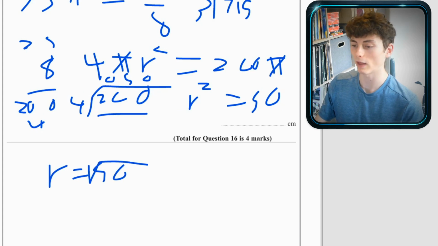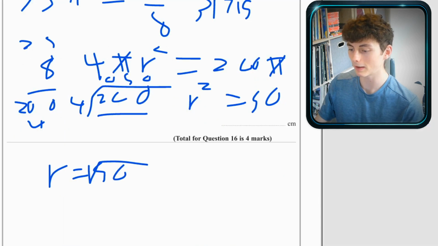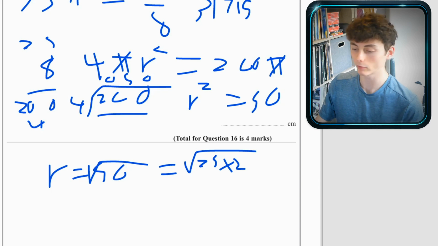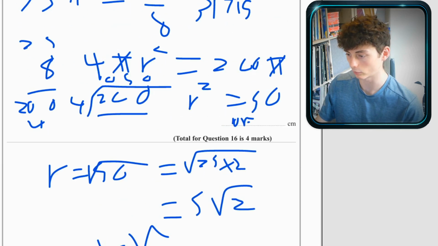So the best way to solve that and to get it into this form, a root b, is we can do root 50. We can write root 50 as square root of 25 times 2. And the square root of 25 is 5, so that's 5 root 2. So 5 root 2 is the radius, but we need to find the diameter. So all we have to do is double the radius. So instead of 5 root 2, it's 10 root 2. So that's our answer, 10 root 2.